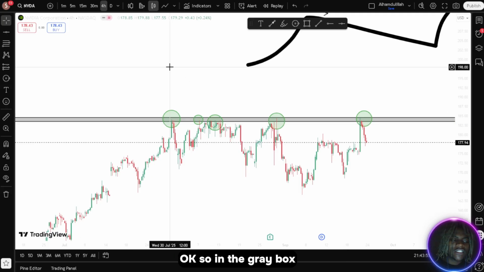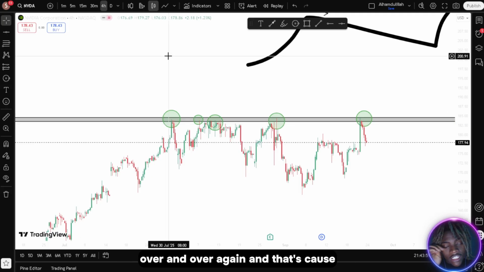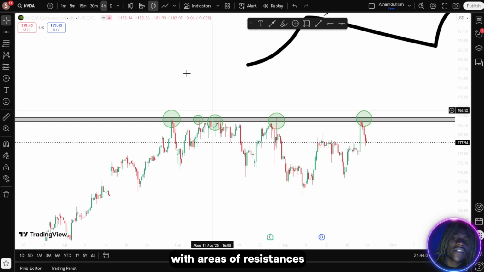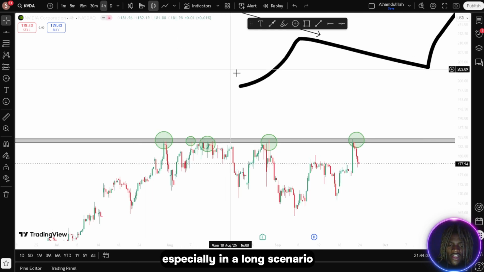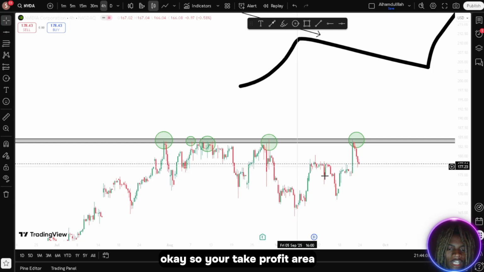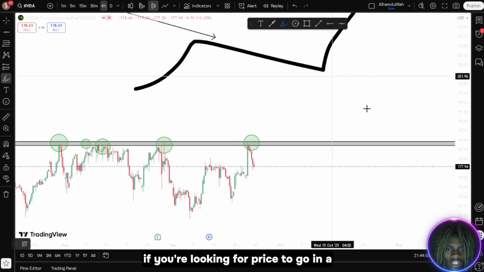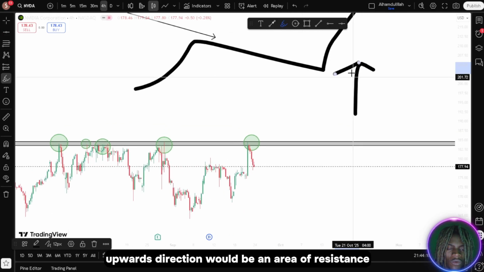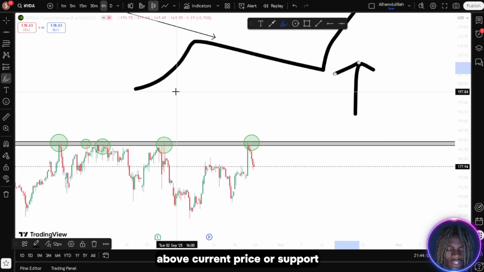Okay, so in the gray box, price decided to fall down in the same area over and over again. And that's because price is always trying to meet up with areas of resistance, especially in the long scenario. So your take profit area, if you're looking for price to go in an upwards direction, would be in an area of resistance above current price or support.